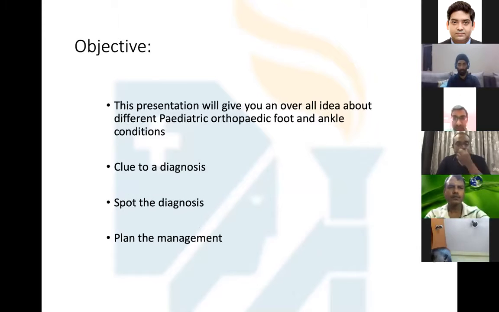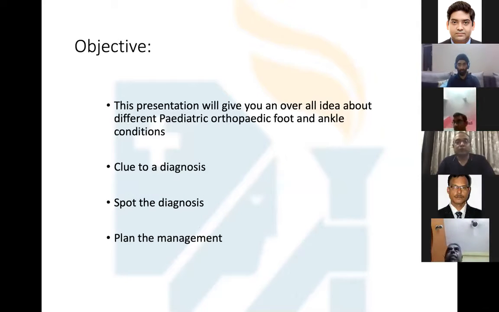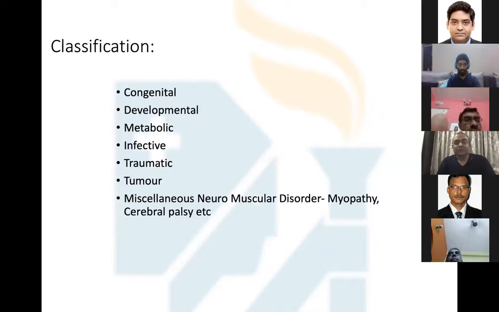The objective of this presentation is to give you an overall idea about the different pediatric orthopedic foot and ankle conditions. Most of the time in your exams, it is a spot diagnosis, and it definitely helps you get a diagnosis because deformity is what is most evident. It also helps you plan the treatment. If you classify the pediatric foot and ankle conditions, like any other part of orthopedic examination, they are divided into congenital, developmental, metabolic, infective, traumatic, tumors, and miscellaneous conditions, where there are neuromuscular disorders like myopathies and cerebral palsies.